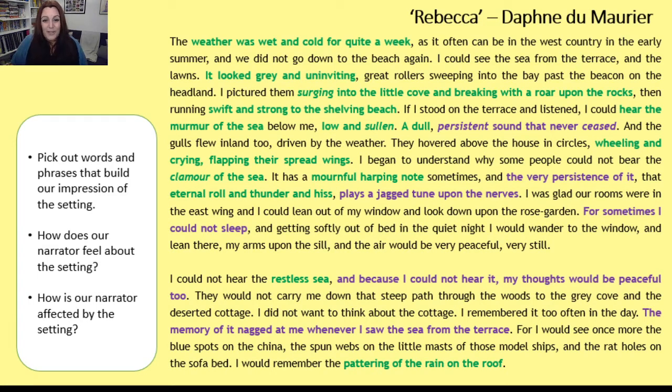So we do get a real sense of the setting being incredibly important to this novel, because a large amount of time has been spent describing it in detail, and clearly it has a profound effect, quite negative effect, on the narrator.